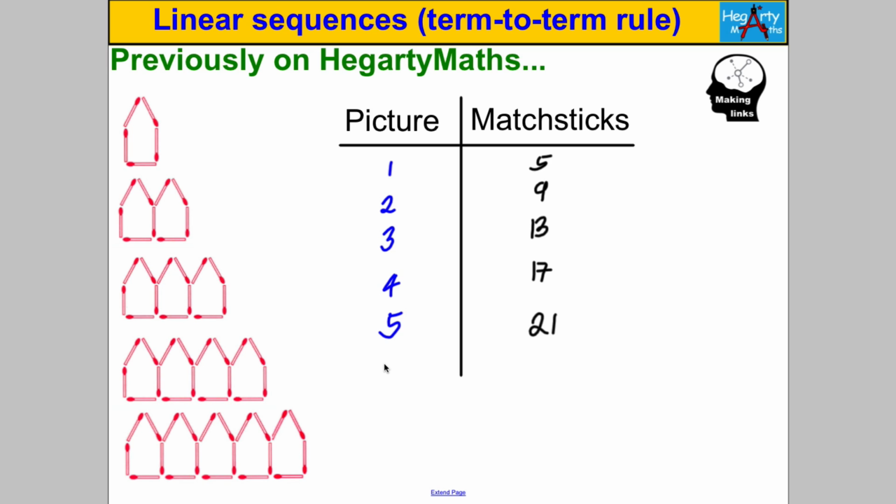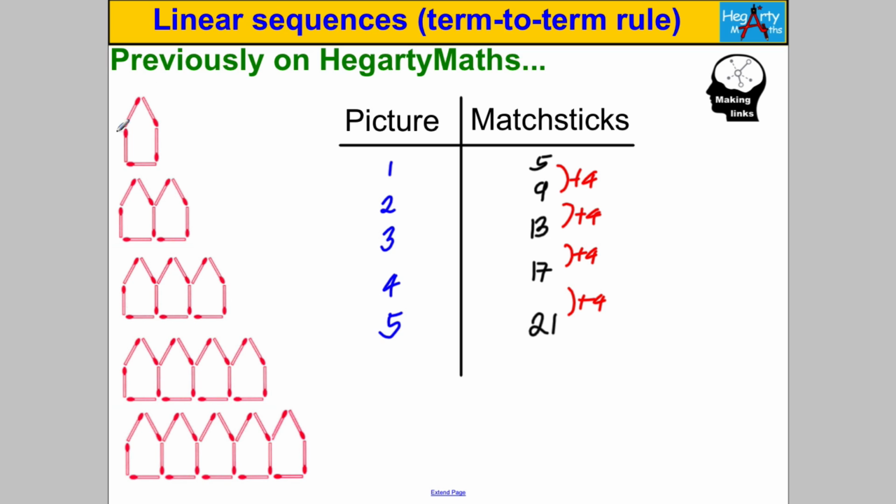Okay, hopefully I would expect you get the following. The first picture has 5 matchsticks, the second 9, the third 13, the fourth 17 and the fifth 21. Hopefully you spotted each time you were adding 4 matchsticks to the picture before it. So each time to get from what we're going to call one term to another, you add 4 like this. Now this is where we've seen what we call linear sequences arise.